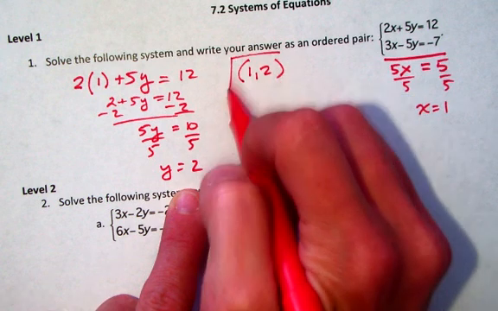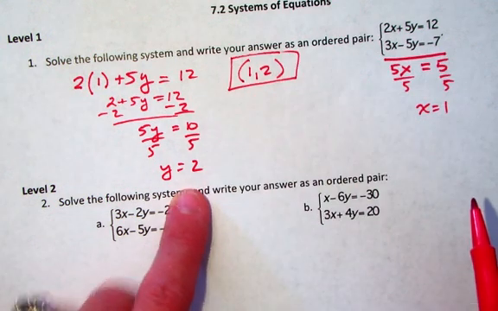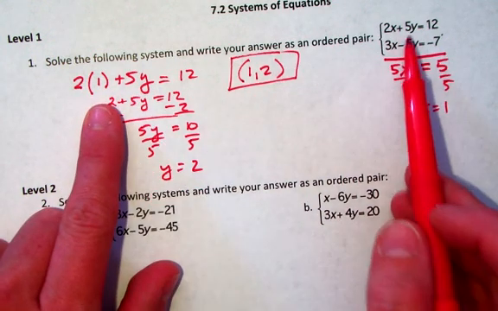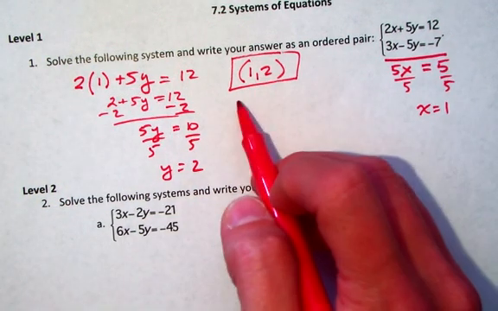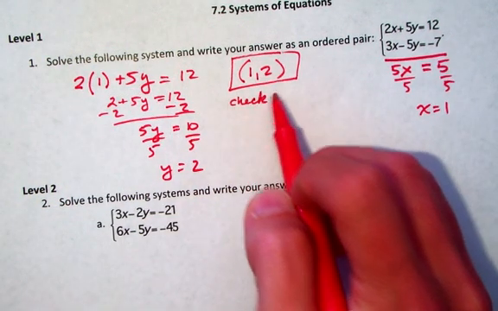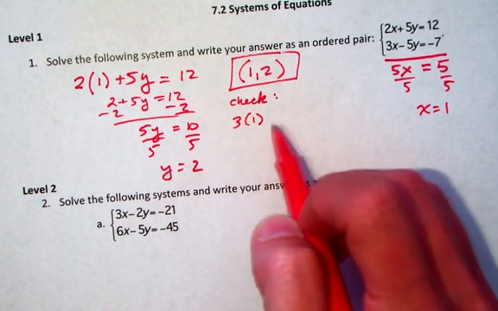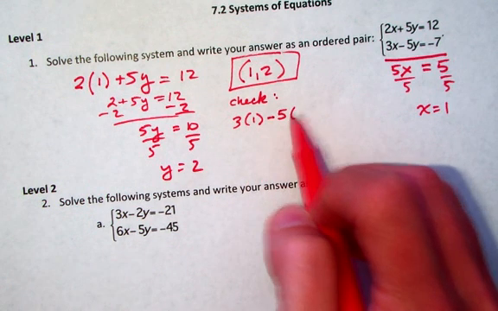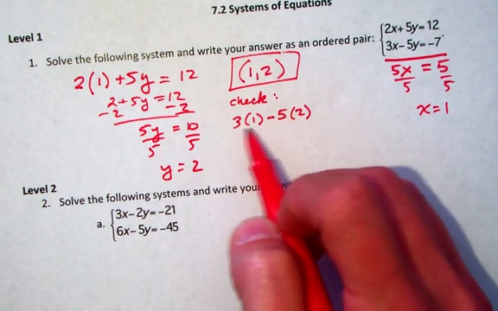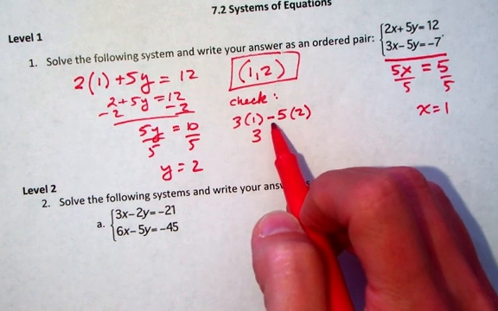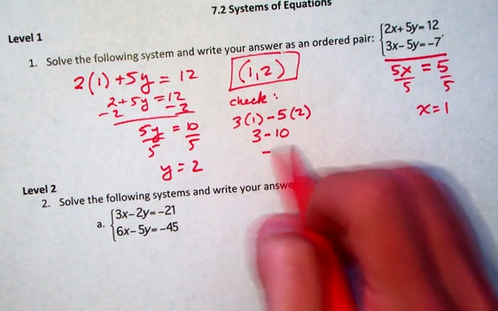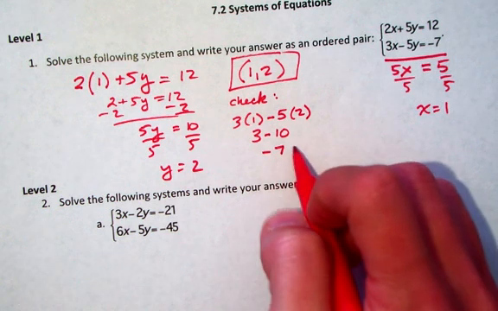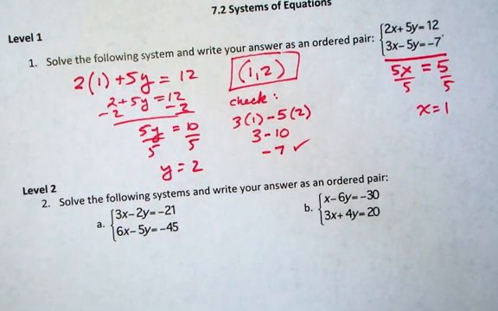Now once I get that, it's in my best interest to try to check that. I used the first equation to solve for y, so I'm going to use the second one to check. To check, I'm just going to have 3 times 1 minus 5 times 2. So 3 times 1 is 3. Negative 5 times 2 is minus 10. And sure enough, that equals negative 7. So that does work.